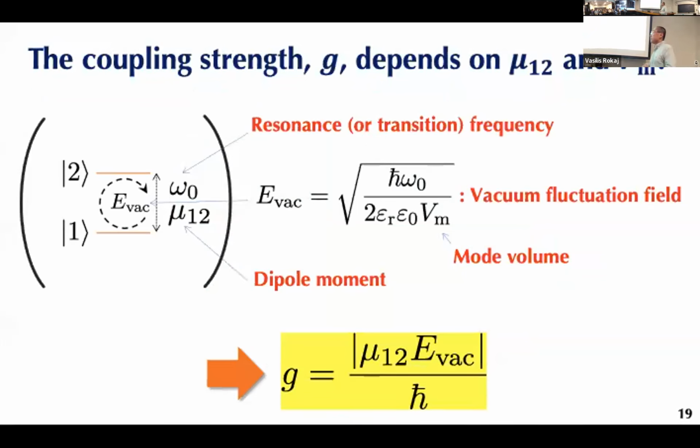So for experimentalists, we are always looking for materials which have huge dipole moments, because within this very simple atomistic description, G is simply given by the product of the dipole moment of the transition and the electric field strength. So mu12 is the dipole moment, the matrix element between 1 and 2. So we want to find a material which has a large oscillator strength. And then the E vacuum, as was already mentioned, is inversely proportional to the square root of the mode volume. So the smaller the mode volume, the better. So G can be controlled both by the material choice or resonance choice, and by the vacuum environment engineering.